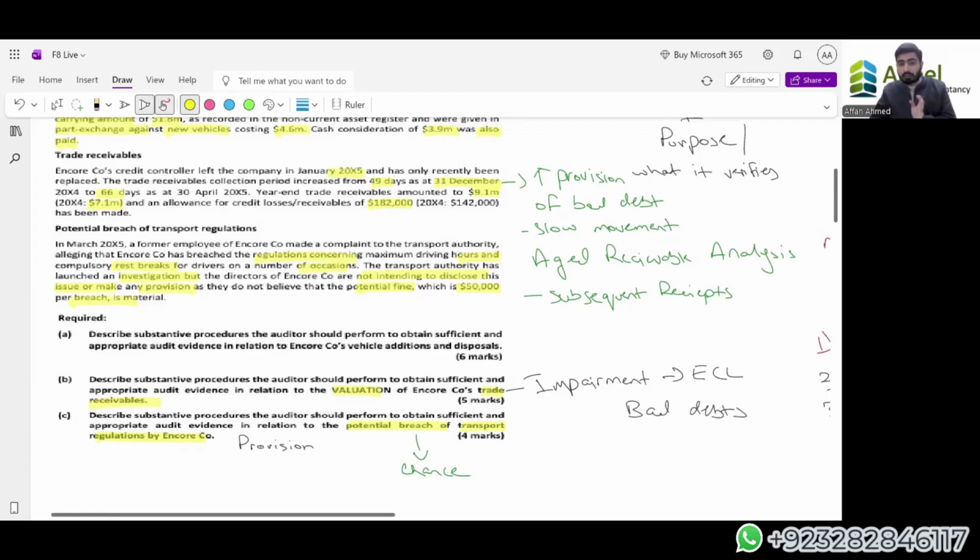Now, this is the opening for us. This is the opening for us: is this particular situation serious? We have to check whether the directors are doing right or not. Are they recording it correctly or not? Are they responding to it correctly or not?